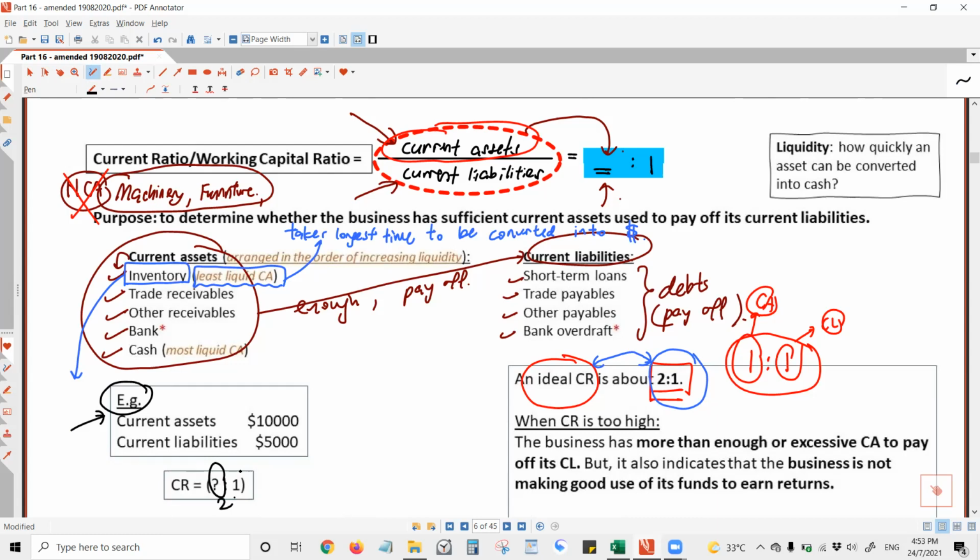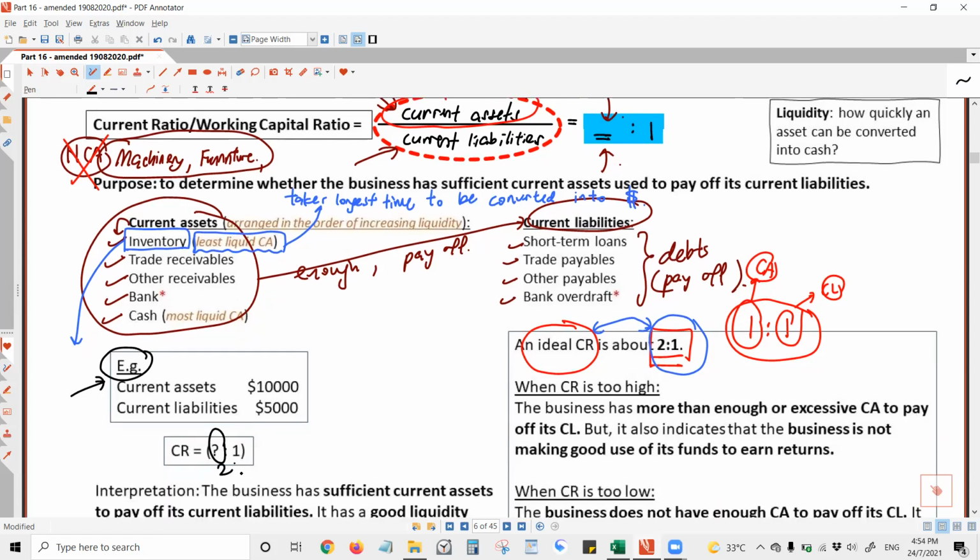And why is there an ideal 2 to 1? Why don't we say at least 2 to 1, then it's good? What I'm trying to say is when your current ratio is too high, maybe 4 to 1, yes, it may seem good. You have 4 parts of CA to 1 part of CL. You have a lot of CA to pay off your current liabilities. It seems to be very good. So does it really mean that when you have a very high current ratio, it's very good? Not really.